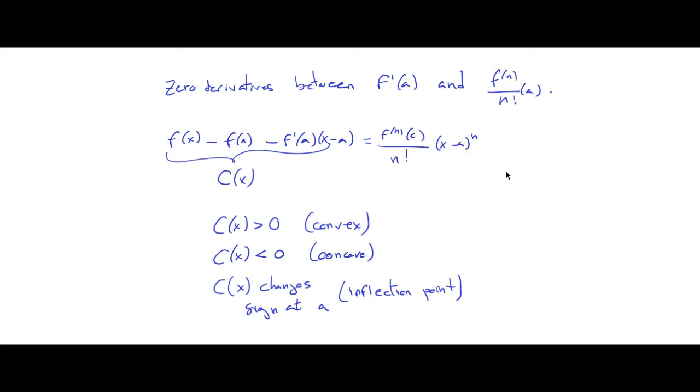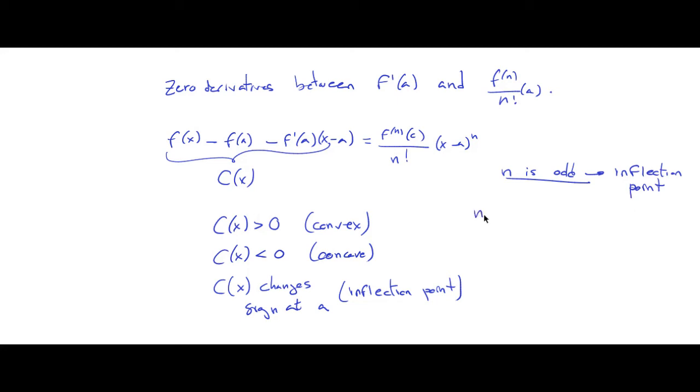So let's see, if n is odd, then the sign of the nth derivative of f doesn't matter, because this product will change sign at both sides of a. When x is smaller than a, this will be negative, and so it will be negative when raised to the power n. But when x is greater than a, this will be positive. So we have different signs if n is odd. So if the first derivative that's different than 0 at a after the first is odd, then automatically we have an inflection point.